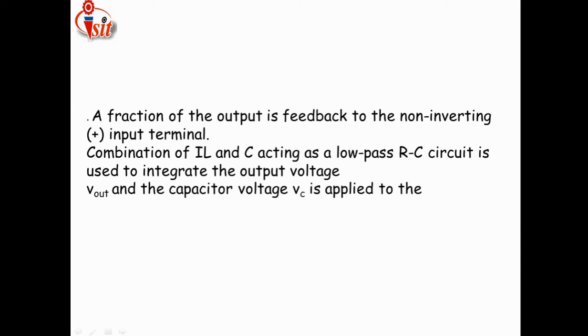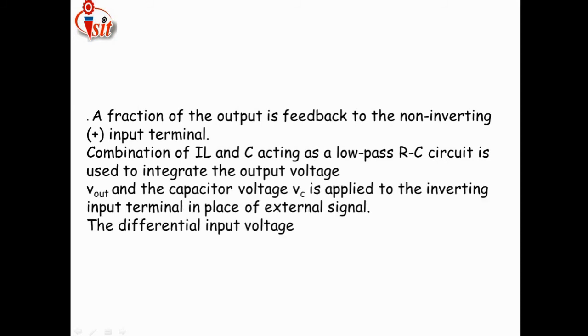and the combination of R and C, acting as a low pass RC circuit, is used to integrate the output voltage Vout. The capacitor voltage VC is applied to the inverting input terminal in place of the external signal. That means instead of applying any external signal to the inverting terminal, the differential input voltage is given as Vin equal to VC minus beta Vout, that is, the capacitor voltage minus beta, a constant factor, times the output voltage.